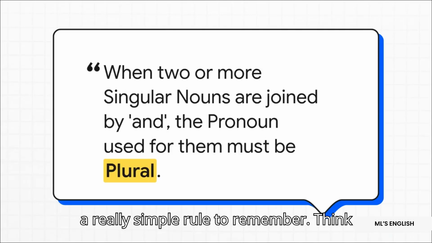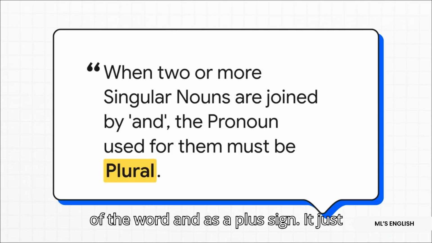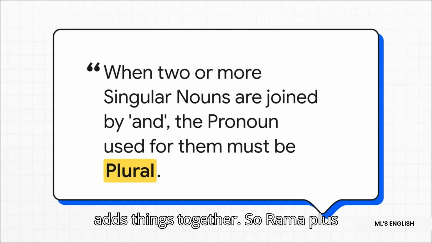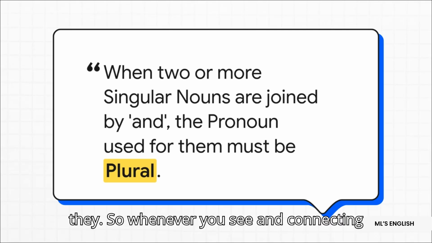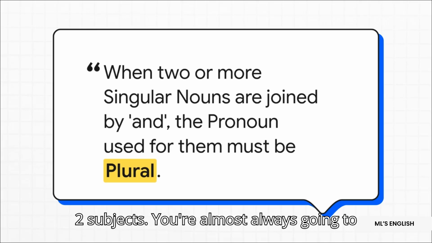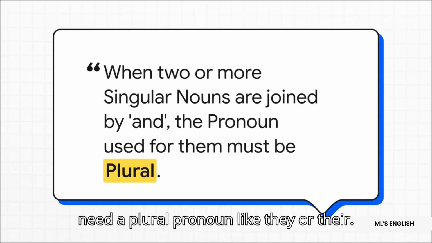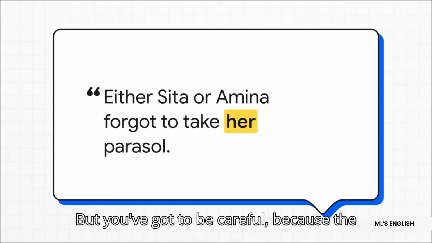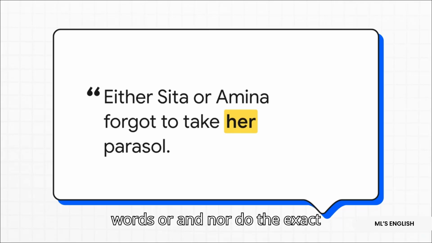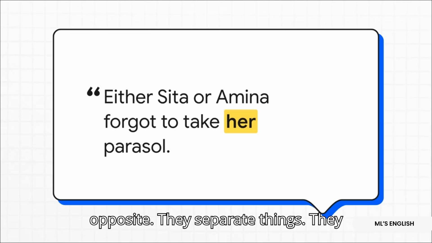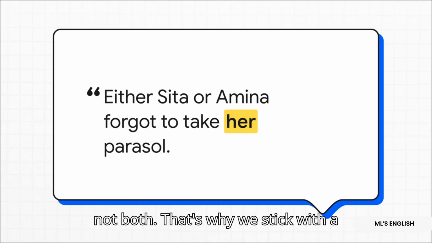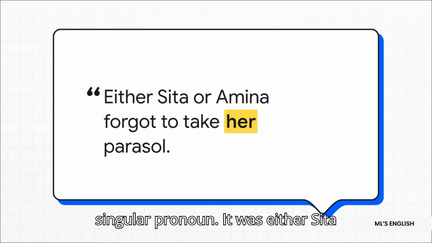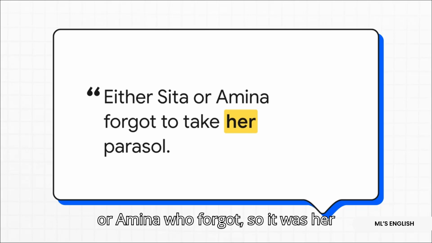Here's a really simple rule to remember. Think of the word and as a plus sign. It just adds things together. So Rama plus Hari becomes a group. They become they. So whenever you see and connecting two subjects, you're almost always going to need a plural pronoun like they or their. But you've got to be careful because the words or and nor do the exact opposite. They separate things. They force a choice, one or the other, but not both. That's why we stick with a singular pronoun. It was either Sita or Amina who forgot, so it was her parasol.